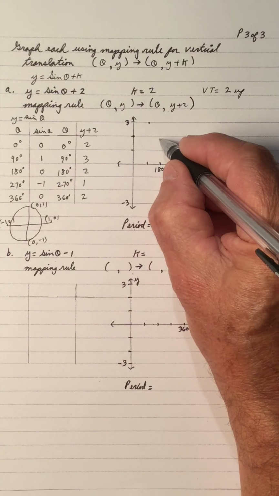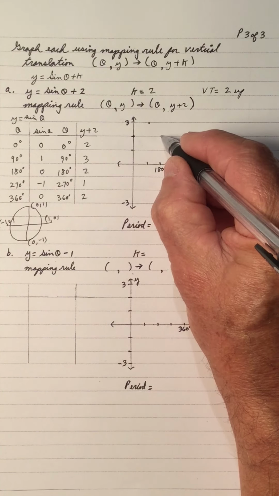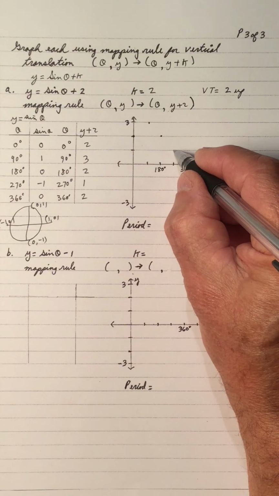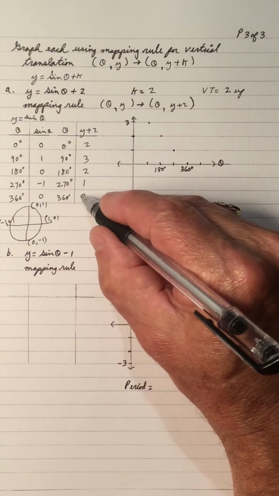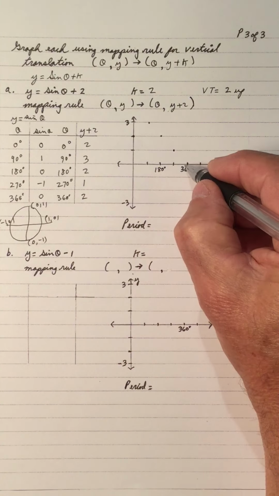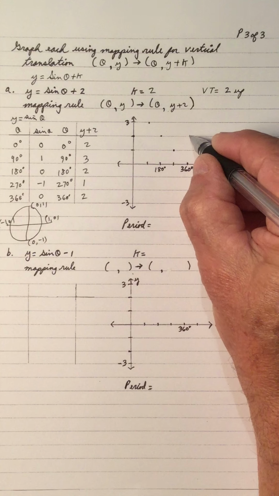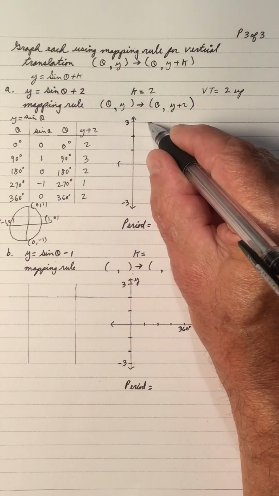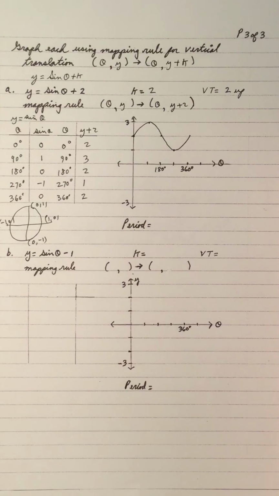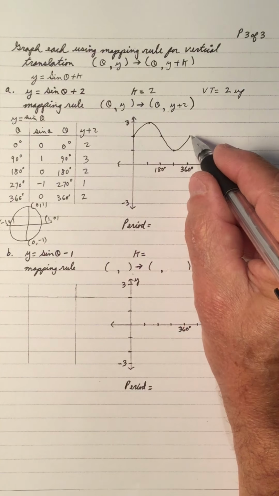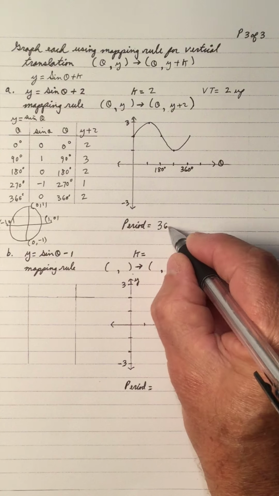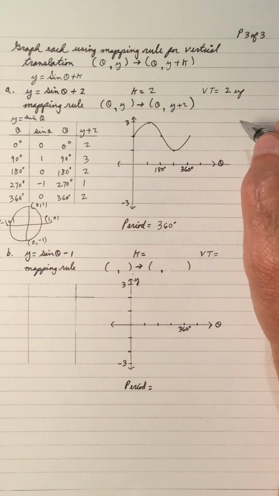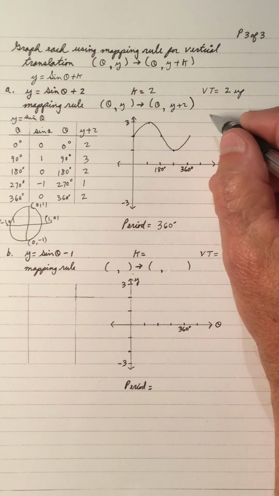180 is 2, 180 is here, is a 2. 270 is a 1, 270 is here, we get a 1. And 360 is a 2, 360 right here is a 2. Again, notice we have a sideways S. Notice the period is 360 from here to here, or subtract these, 360 minus 0 is 360. And this keeps on going.